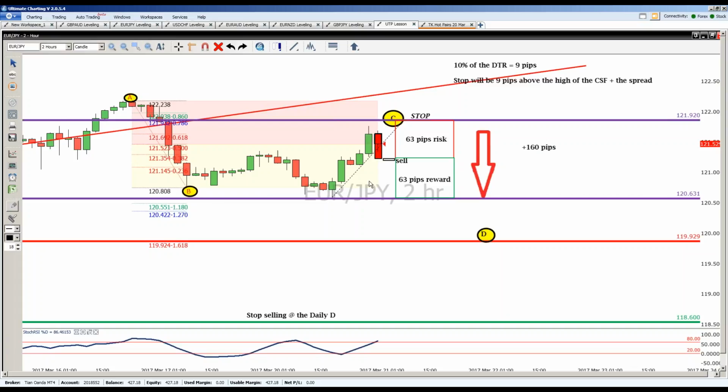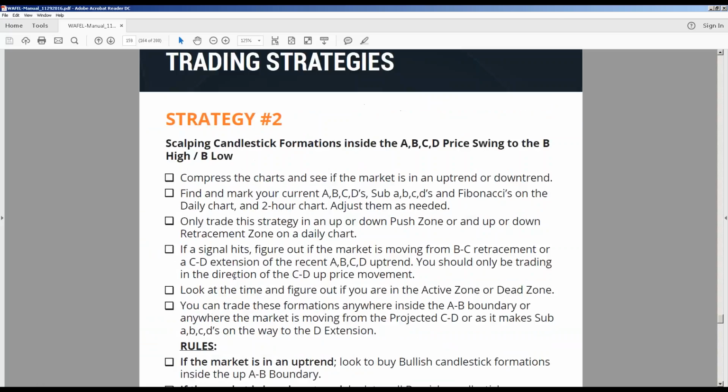Okay, is everybody now familiar with strategy number 1? Just let me know and then we can move ahead to strategy number 2. Great, let's go and have a look at strategy number 2. Strategy number 2 is scalping candlestick formations inside the ABCD price swing to the B high or the B low. So now, the only difference between strategy number 2 and strategy number 1 is that with strategy number 2, I'm not going to go for a 1-to-1 risk reward. I'm actually going to target the B high or the B low.